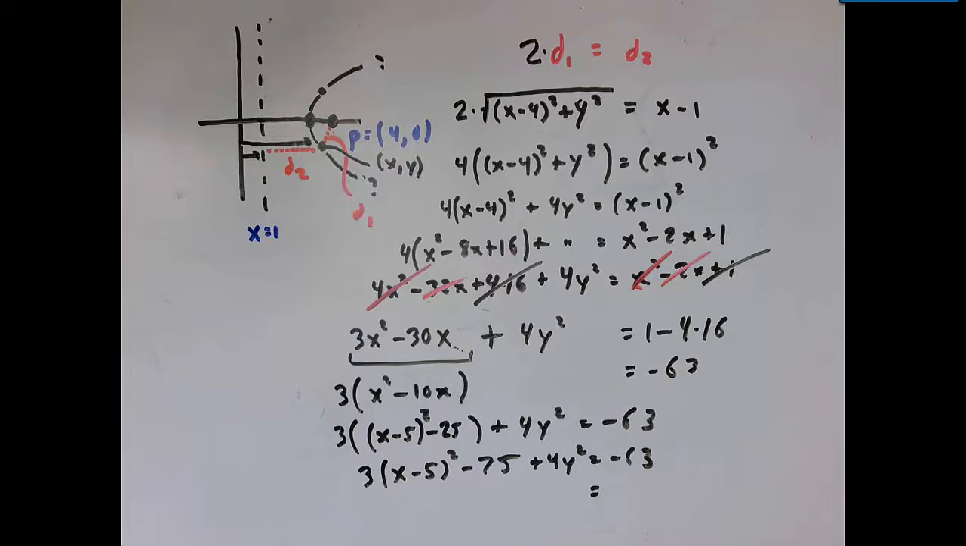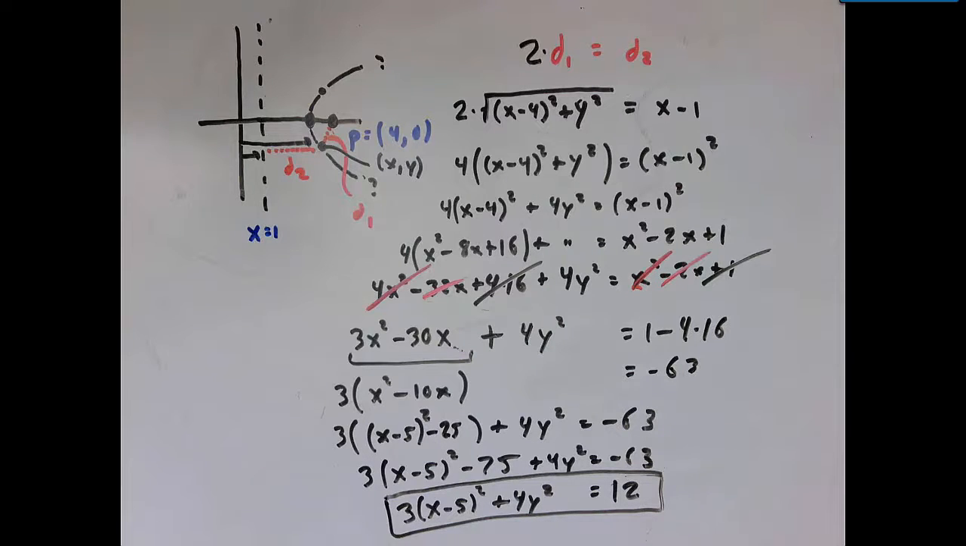And finally, we will have, let's see, 75 minus 63 is what? 63, 73, so this is going to be 12. And then here we've got 3 times x minus 5 squared plus 4y squared. Okay, very interesting.